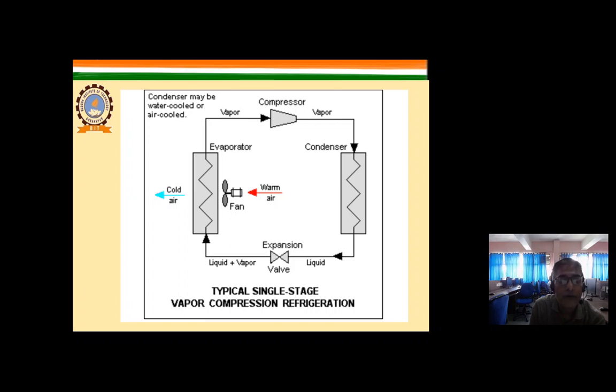The expansion valve is used to send the liquid plus vapor into the evaporator for the evaporation process. The vapor compression cycle is used in most household refrigerators as well as in light commercial and industrial refrigeration systems. The figure shows the components of a typical vapor compression refrigeration system.